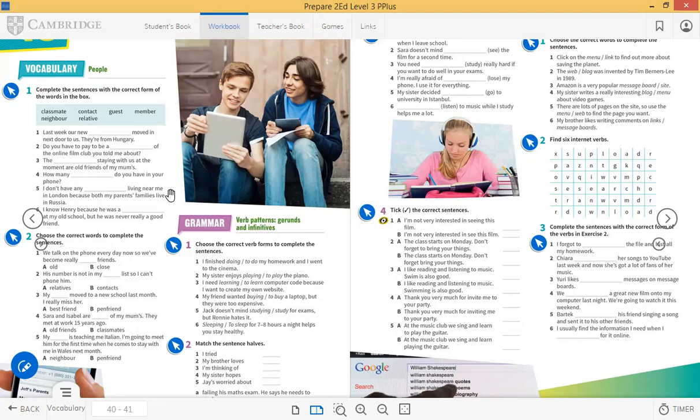So, vocabulary, people. We have six words: classmate, neighbor, contact, relative, guest, and member. Last Wednesday and Thursday, we checked this vocabulary. We practiced with different exercises. Also, we checked the meaning of each word. So now, the most important thing and the focus of the lesson is that you apply your comprehension in sentences.